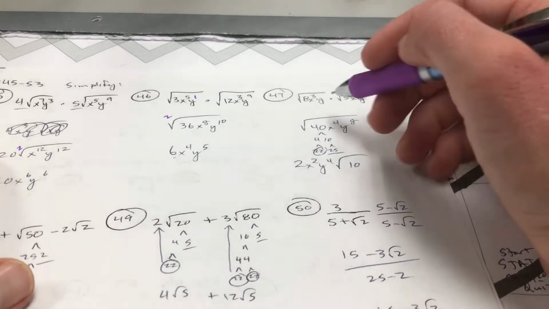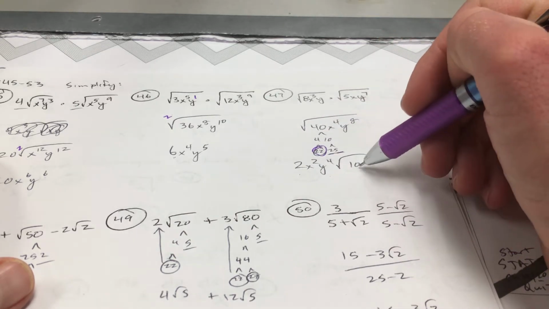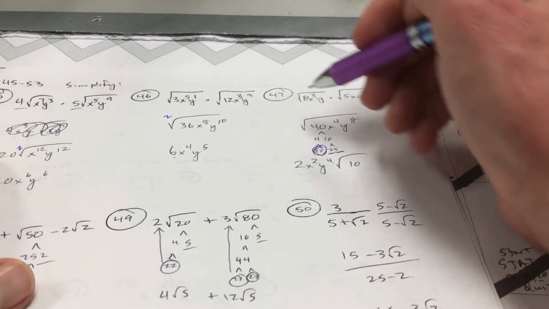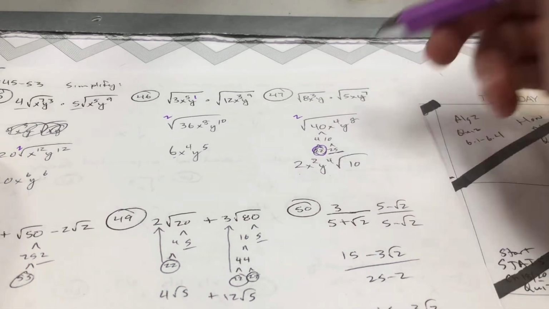X to the 4th. Add the exponents for y. Y to the 8th. Break down 40. Pair of 2's. 2 times 5 is 10. Stays on the inside. 2 root 10. This 2 goes into 4 twice exactly. 2 goes into 8 4 times exactly.